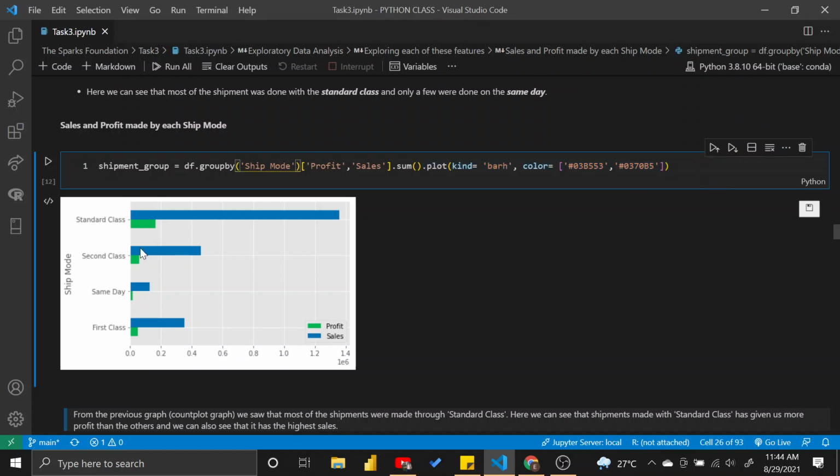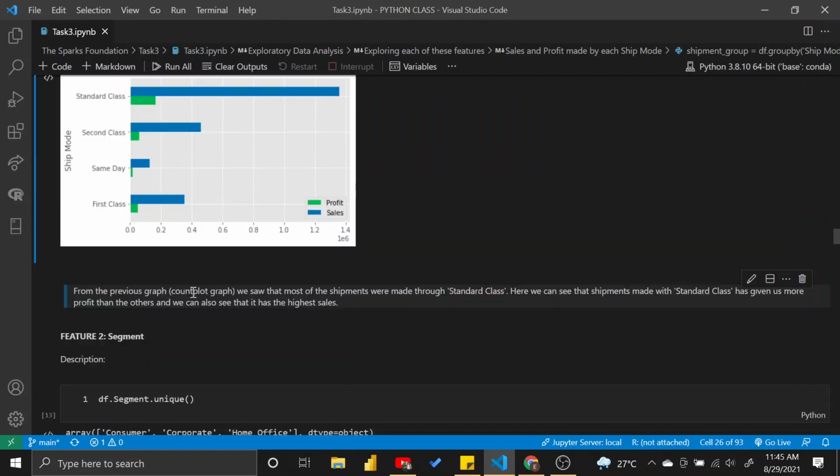As you can see here, the standard class has a huge number of sales, but if you look at the profit, it's not that great. Compared to the sales, the profit is pretty low. So that is some issue with this particular data set. If I had this much sales, I would prefer my profit to be stronger as well, at least up to par with my sales. But here it's not. So that's an issue.